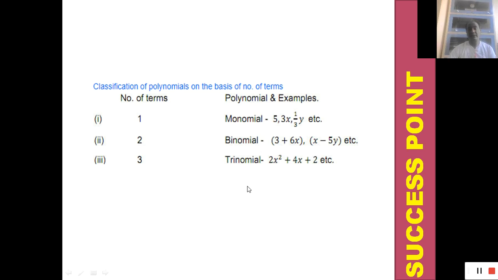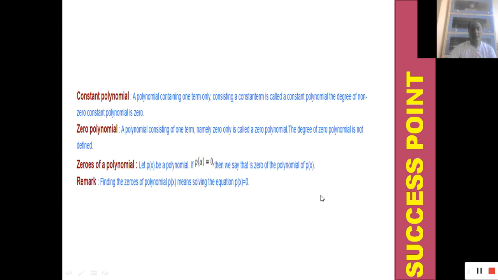Similarly, if any polynomial has three terms, then it is said to be a trinomial. Like this, 2x square plus 4x plus 2. Here the number of terms is first, second and third, that is three terms, hence it is said to be a trinomial.